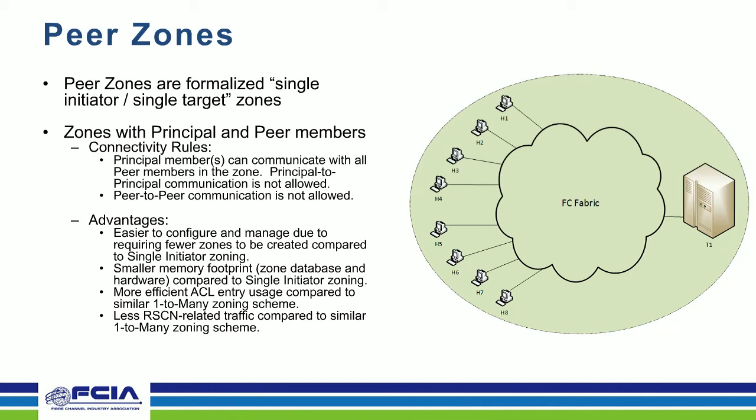The advantages are, as I already covered, it's easier to configure and manage since it requires fewer zones to be created, which results in a smaller memory footprint compared to single initiator zoning, and also results in more efficient ACL entries compared to a non-peer zone, since you're not programming these unnecessary host-to-host communication ACL entries. Then there are fewer RSCNs on a zone change that affects connectivity to these classes.